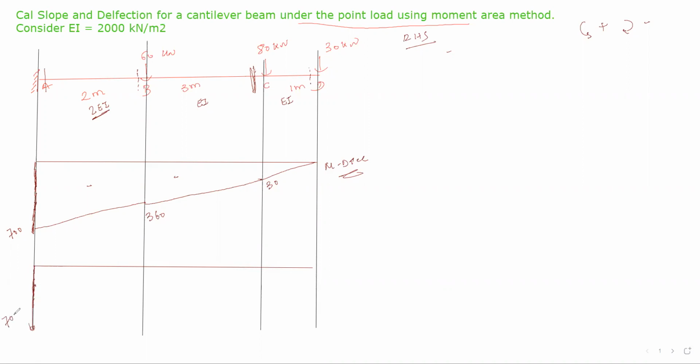700 divided by 2EI. Yes or no? Please confirm.